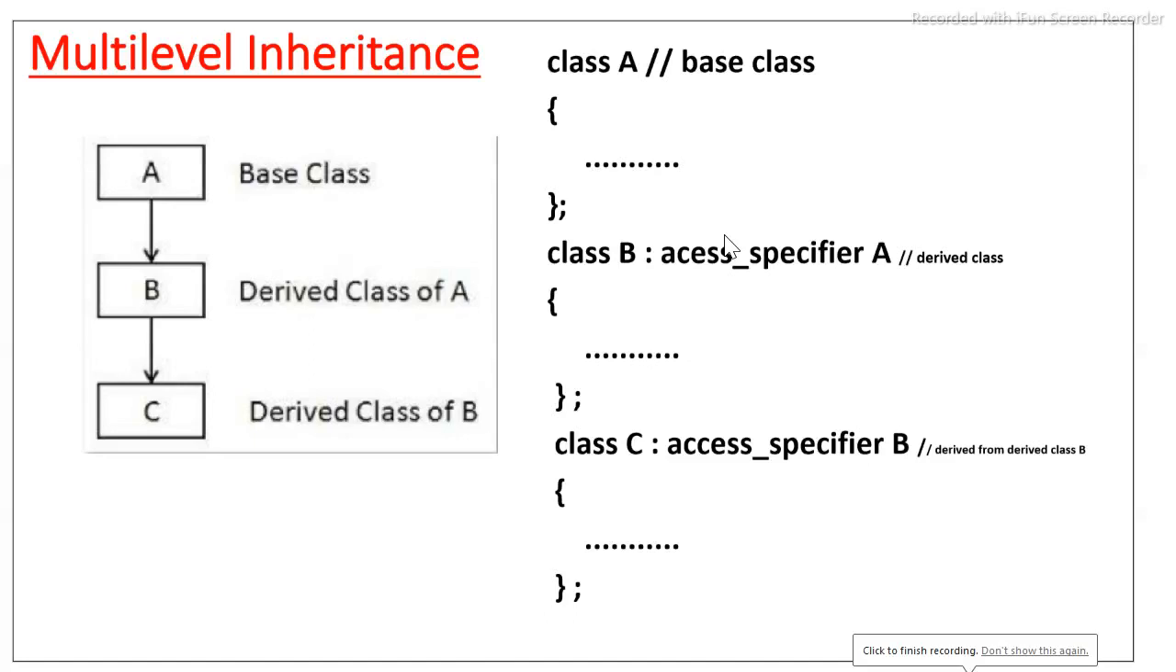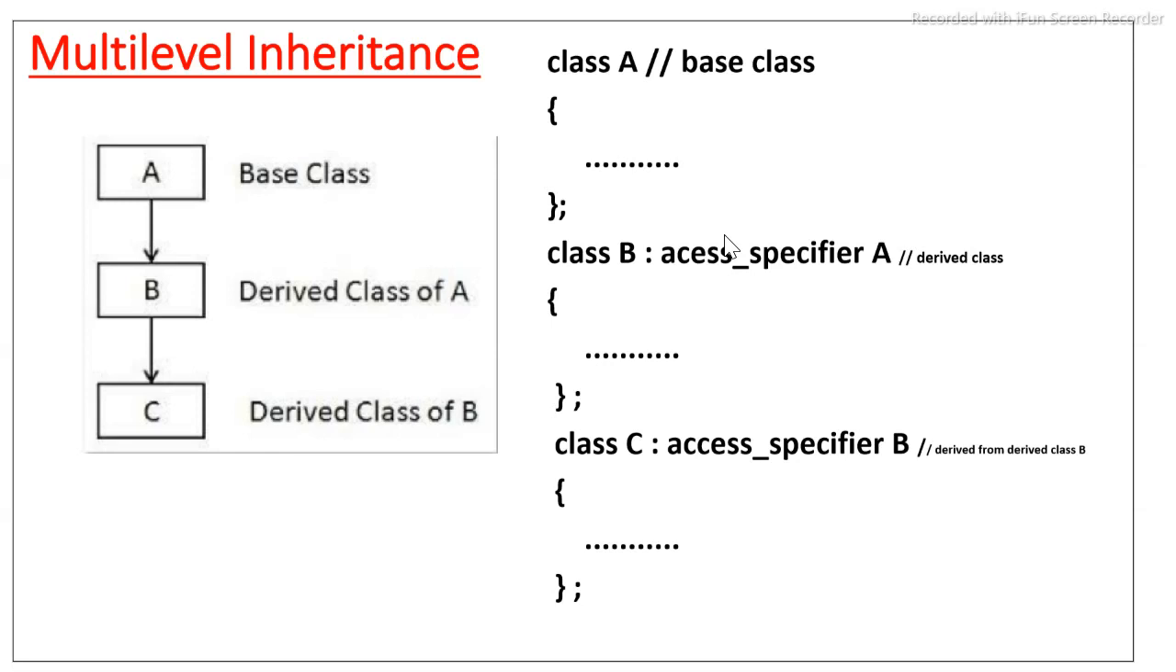Of inheritance, we are discussing different types of inheritance. In the previous video lecture, we have discussed single inheritance and multiple inheritance. Today we are going to discuss multi-level inheritance. So in the diagram, as you can see, it has given a multi-level inheritance example.